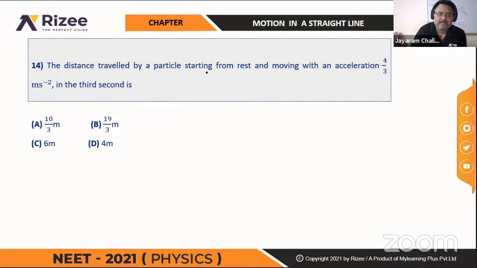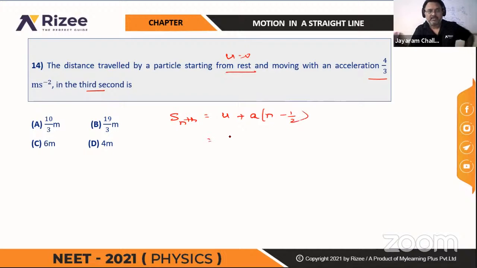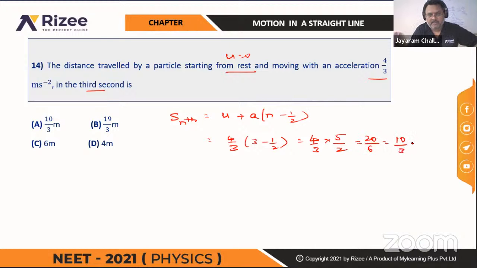The distance traveled by a particle from rest, that means initial velocity u is equal to 0, moving with an acceleration of 4/3 meter per second squared in the third second. That means he is asking S_n, the distance traveled in the nth second. The general formula is u plus a into (2n minus 1) by 2. Here u is 0, acceleration is 4/3, and the third second, so (2·3 minus 1) by 2. That comes out to be 4/3 into 5/2, which is 20/6 or 10/3 meters. This is the distance covered in the third second.